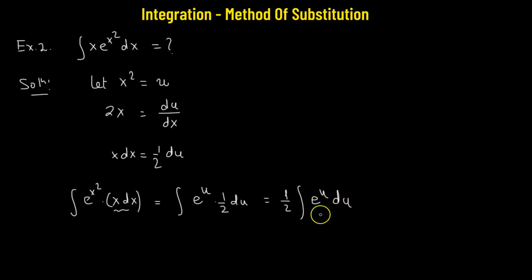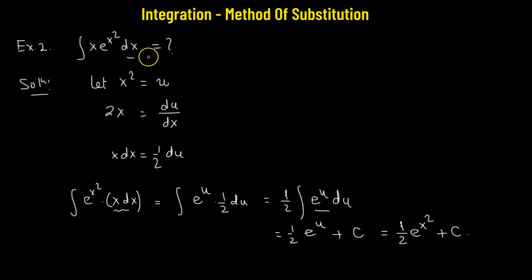So this is a very simple integral. Integration of the exponential function gives us the function itself plus the constant of integration. This is extremely important. This will be equal to half e raised to the power of u. So our u value is x squared. So we have half e raised to the power of x squared plus c. So this is going to be our integral, the integration of the function x e raised to the power of x squared with respect to x.